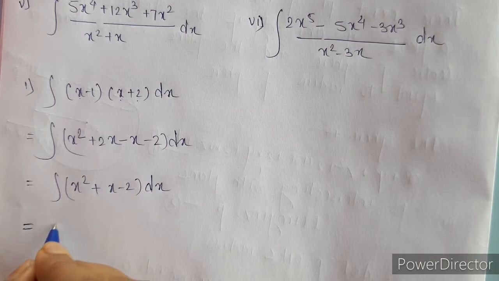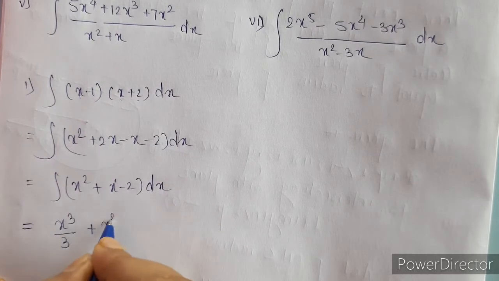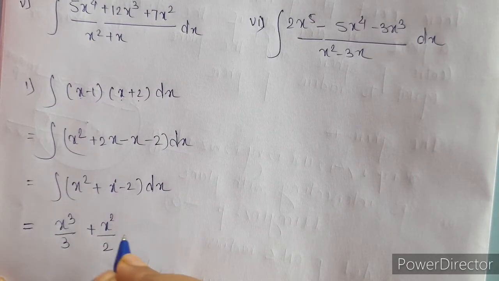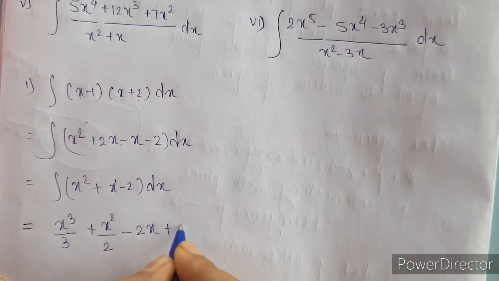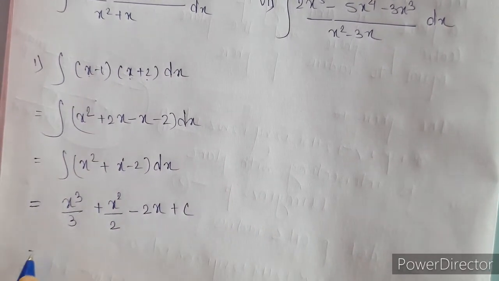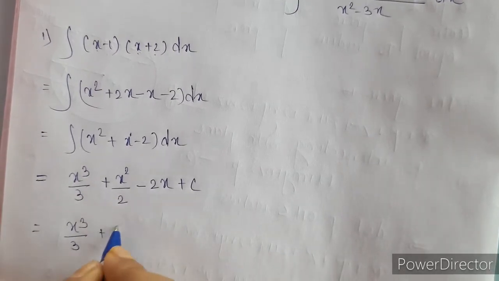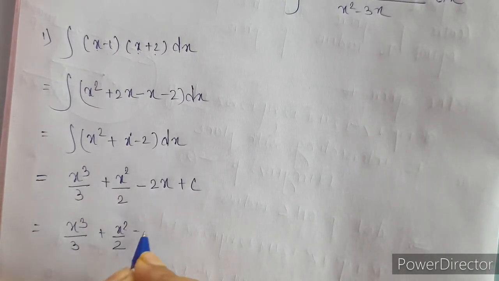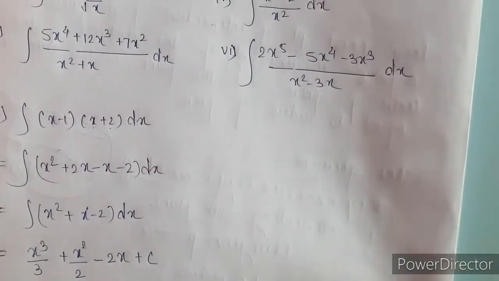So integral of x square is x cube by 3 plus integral of x is x square by 2 minus 2 integral of 1 is x plus constant. So integral of this function is x cube by 3 plus x square by 2 minus 2x plus constant. Second problem.